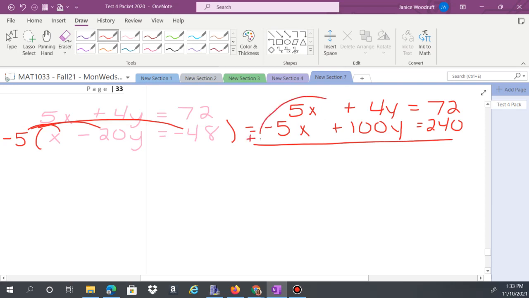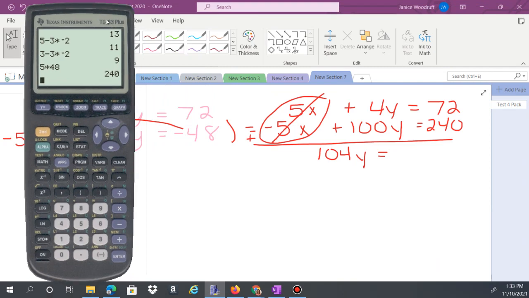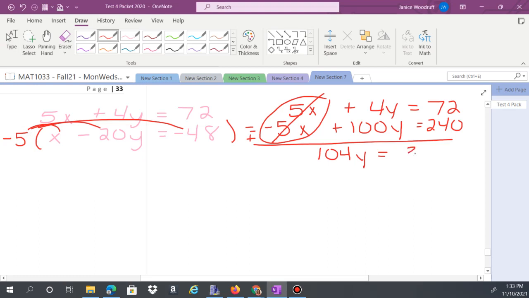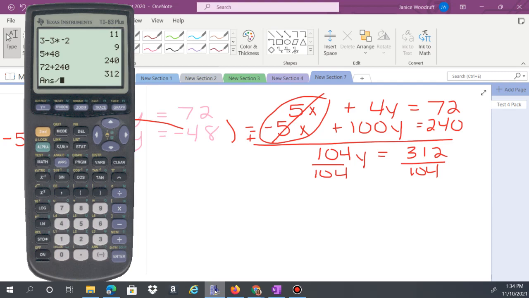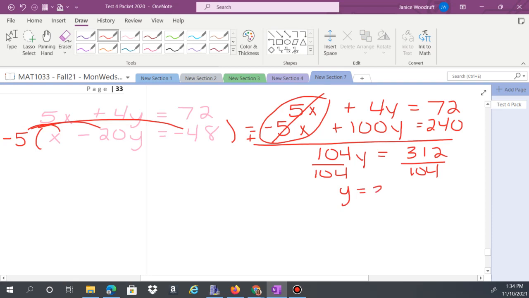So 5x minus 5x is going to eliminate. 4y plus 100y is 104y. 72 plus 240 is 312. And then we will divide both sides by 104, and we get 3. Okay, so we got our y value.